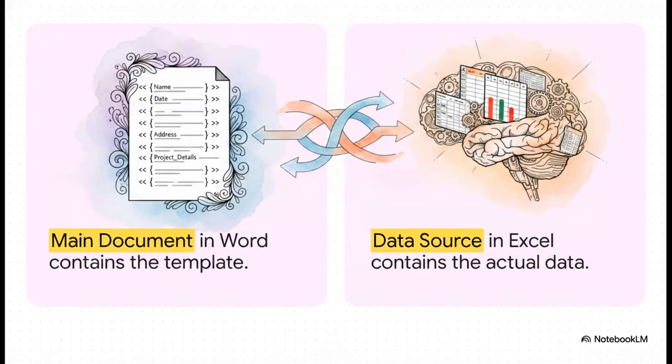To really visualize how this works, let's contrast the two main components side by side. On one side, you have your main document. This is your Word template. You'll notice those little brackets around customer name. Those are your placeholders. That's the layout or the face. Then on the other side, you have your data source, which is the Excel sheet holding the actual data. So the template layout seamlessly interacts dynamically with the brain of your data. It's like a giant puzzle perfectly clicking together.